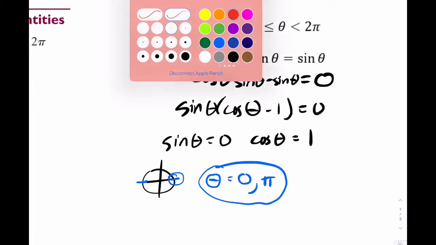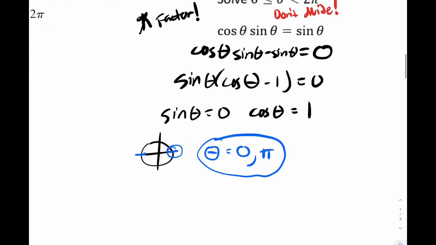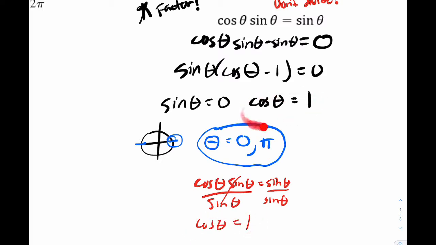So the main thing to note about this problem is don't divide. And the reason for that is because, let's say we were to do that, you have cosine theta sine theta equals sine theta. If you do this, you get cosine theta equals 1. And notice how that does match, right? But then we're missing out on the sine theta equals 0 part, which we know does work. So you don't want to just divide that over like that. That's going to eliminate an answer.